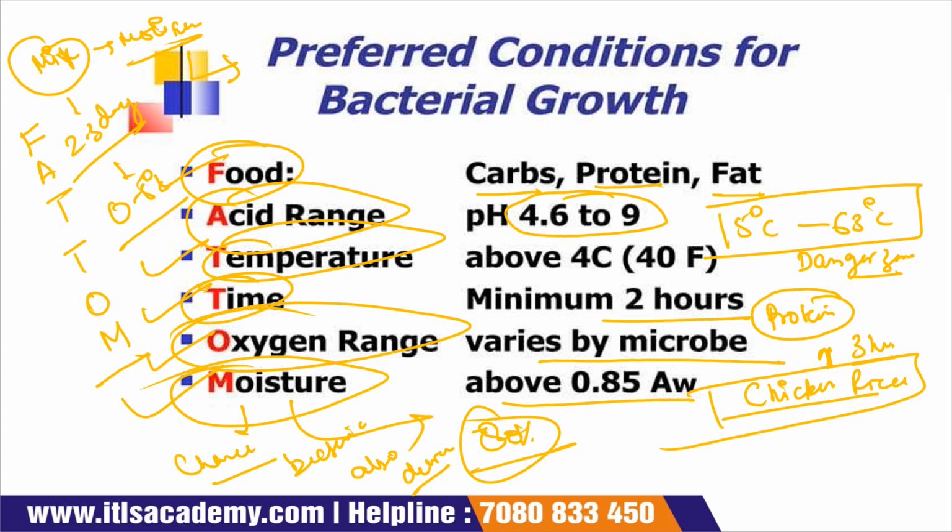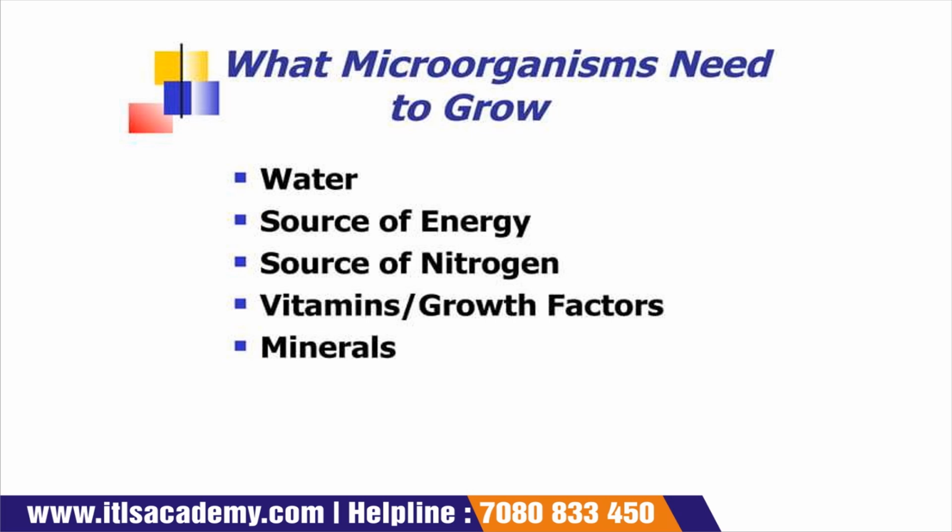Then we can store this food product at room temperature even for 6 months. So these are the conditions that affect the food product, and this is how we can change the conditions accordingly.